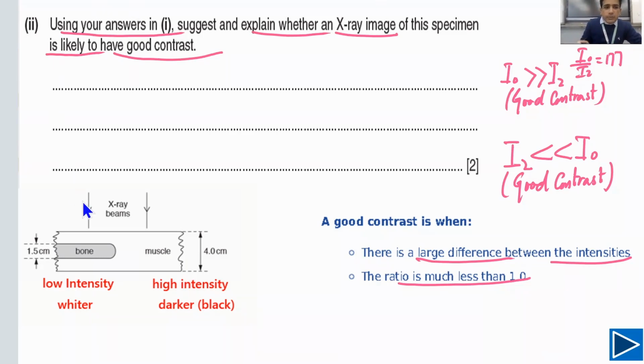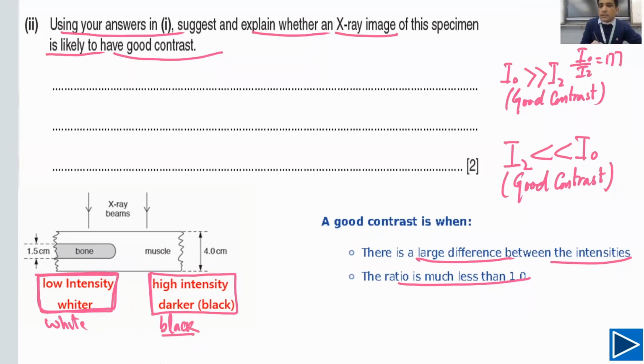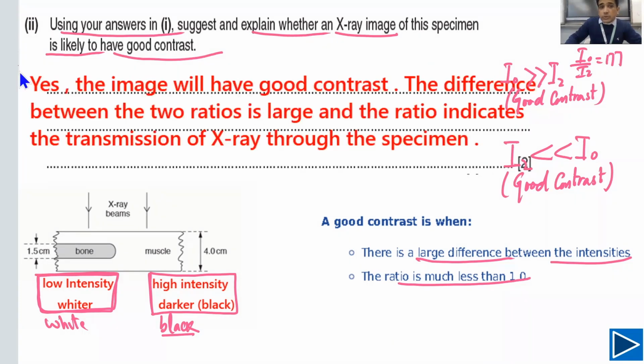So it simply means that in this part, here will be low intensity. I mean this area will stay white. And this one will stay black, because the photographic plate is white actually. So this will stay white and this will stay black. So it means there will be good contrast. So simply you can say this one is a good contrast.